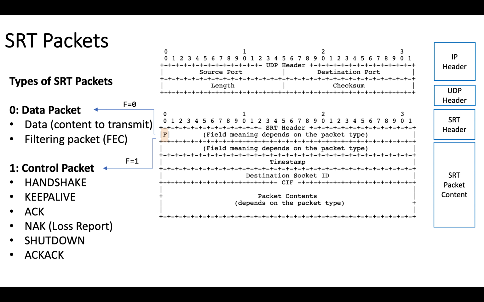There are two types of packets in SRT: control packets and data packets. Packet type can be distinguished by the corresponding bit flag F. Control packets are used to interchange control data, which includes handshake, acknowledgement, negative acknowledgement packets, and others. Data packets are used to transmit the actual payload or forward error correction packets.